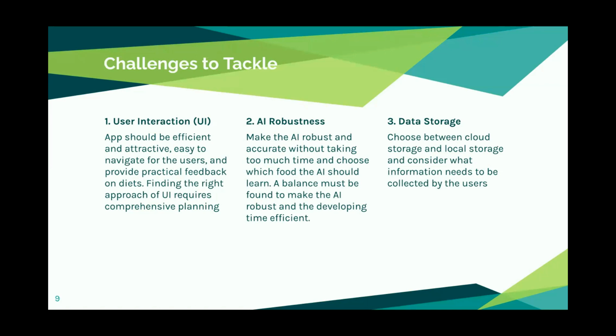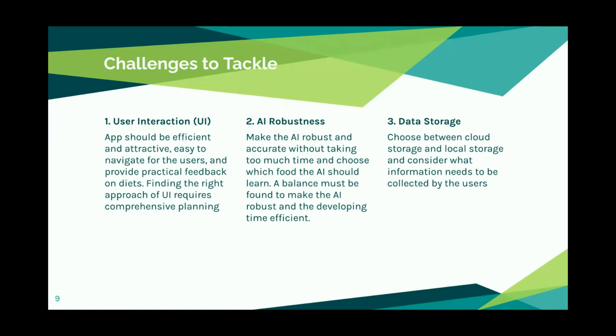And second, it is important for the AI to be both robust and accurate while also making sure that developing the AI does not take too much time. To increase the effectiveness of the AI, particular food items that are more commonly consumed should be taught to the AI first. If I attempted to make the AI so effective as to recognize hundreds of food items, I would also need to spend a lengthy period of time building the application.